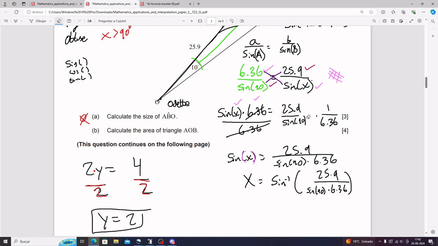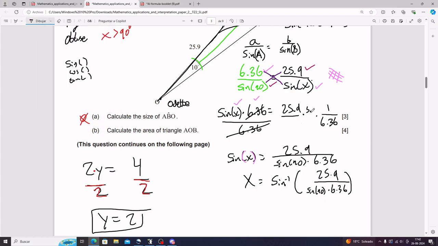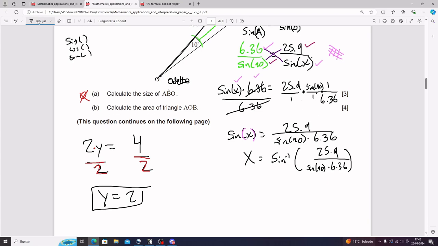All right, so that's my bad. Technically, from here, I should have that 25.9 times the sine 10 times the other guy. See? So this is divided by 1. Yeah, there it is, right? And so from here, this sine 10 is actually on top. So 6.36 times sine 10.